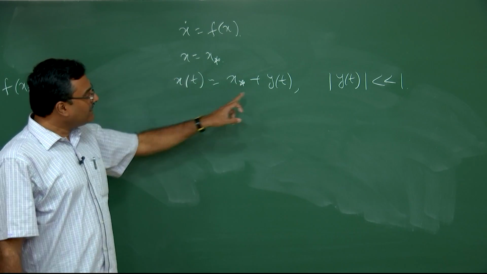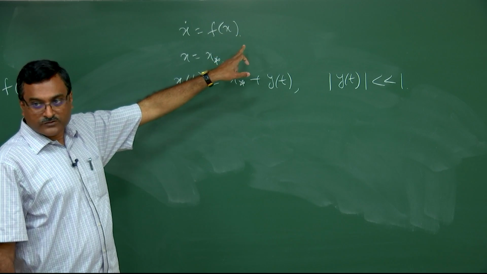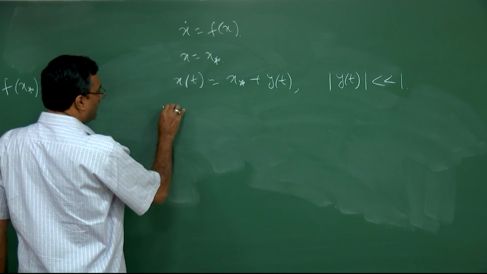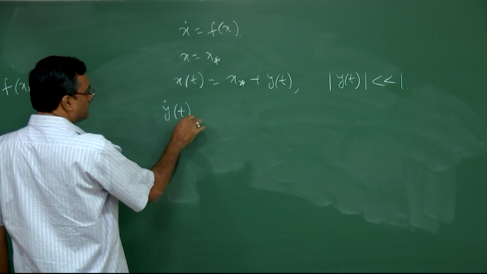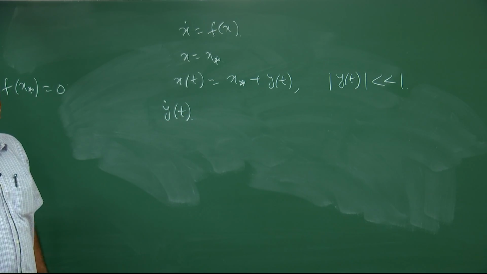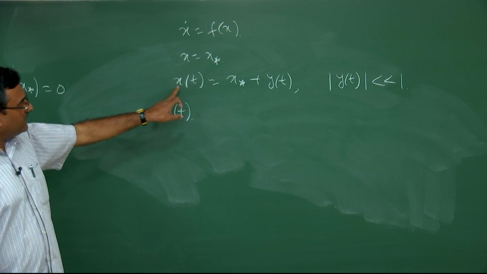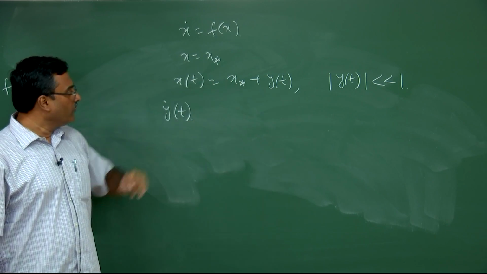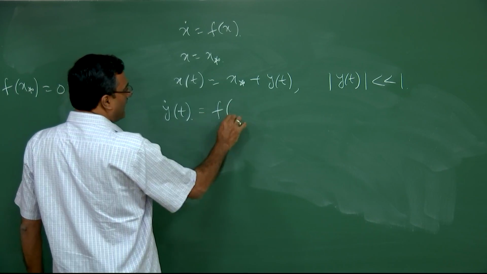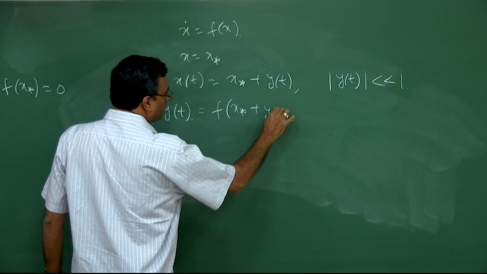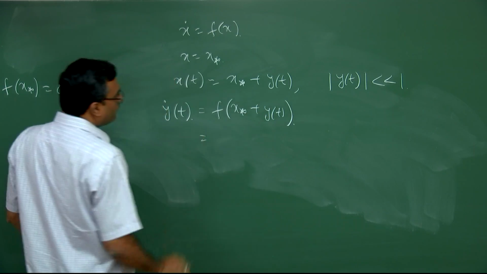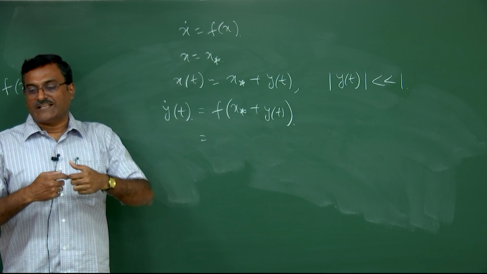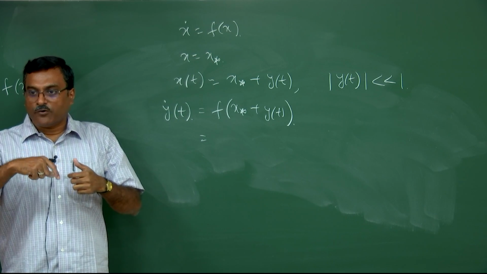Now we are assuming that this is a solution for the given system. If we substitute this expression into the given equation, x dot t will be equal to y dot t, right. xt equal to x star plus yt, x star is constant, so x dot t equal to y dot t, and on the right hand side you will have f of x star plus yt. Now here we are assuming f is a smooth function, so it can be expanded in a Taylor series around the point x star.